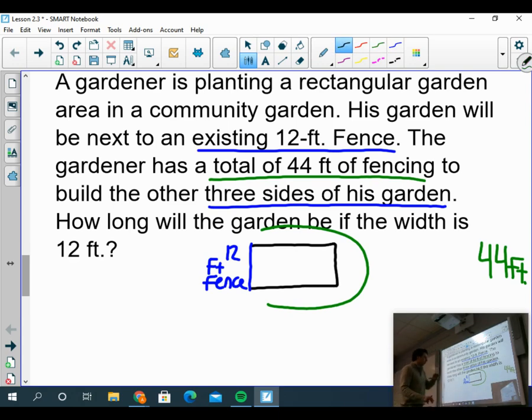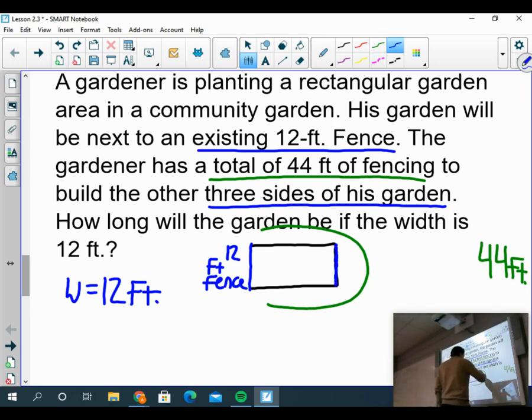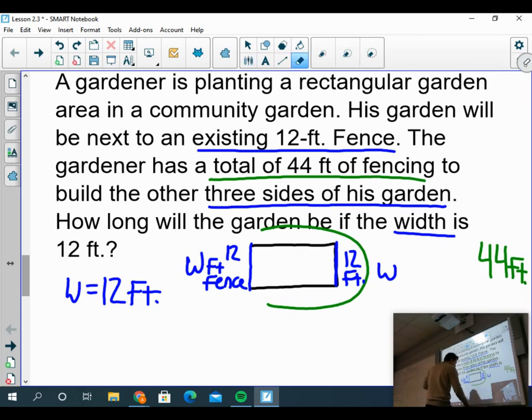Okay, so we're thinking about rectangles here. And what we know about rectangles is rectangles have width and they have length. And they're telling me the width is 12 feet. Now, where does this apply to our picture? Well, we already know that one side here is a 12-foot fence. And what we know about rectangles is opposite sides are congruent. They're the exact same. So we would say this is also 12 feet, and we're calling that the width. So we'll put a W there. Maybe it's better if I put it on the inside. Calling that the width.